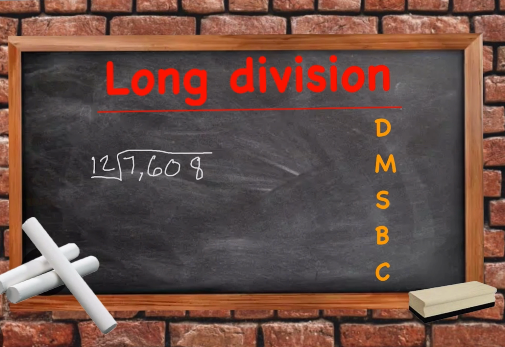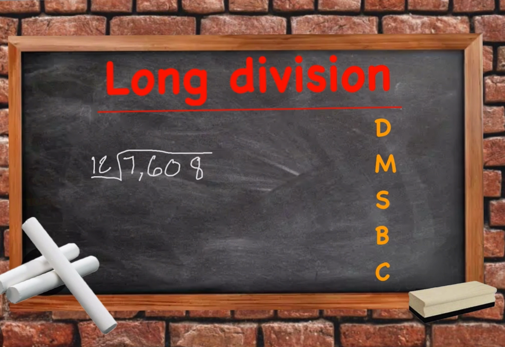Now, I've got my example on the board, which is 7,608 divided by 12. Now, first, let's identify the parts of the problem. So first, we have 7,608. That number is the dividend, and the 12 is the divisor. Now, the role of the dividend is that it's the number that's getting divided, and the 12 is the number that's being divided by. So let's start solving our problem.